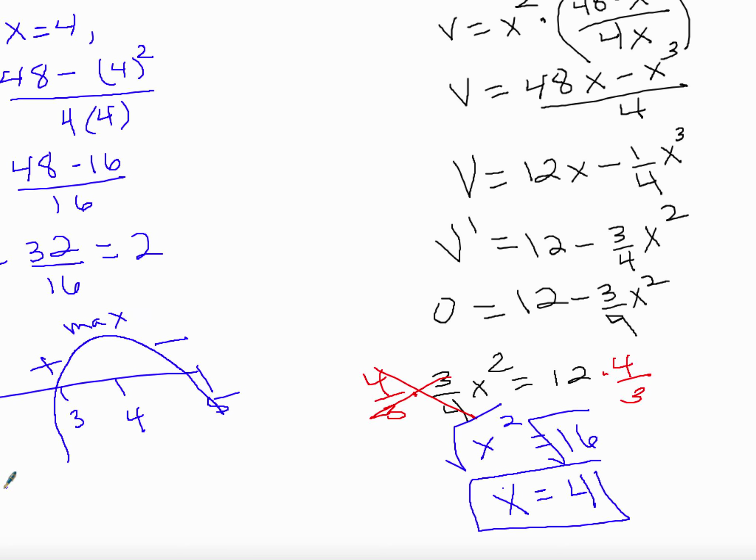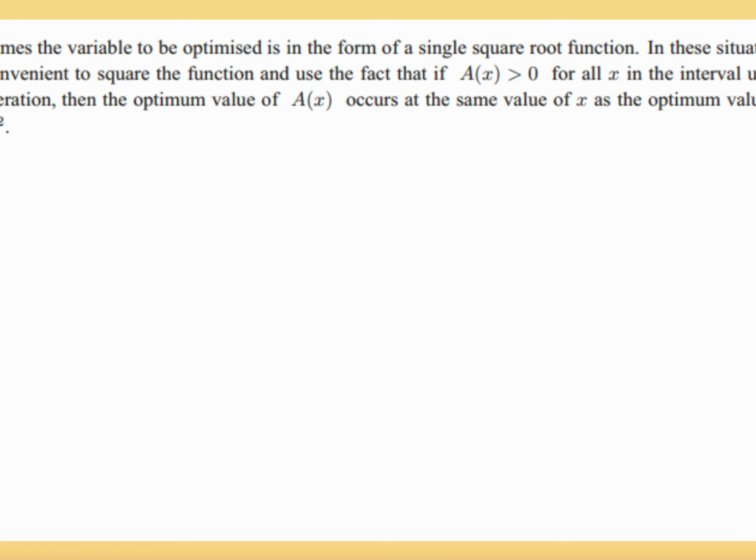So we have a max volume at x is equal to 4 and y is equal to 2. So wider base, less height. How about a llama?